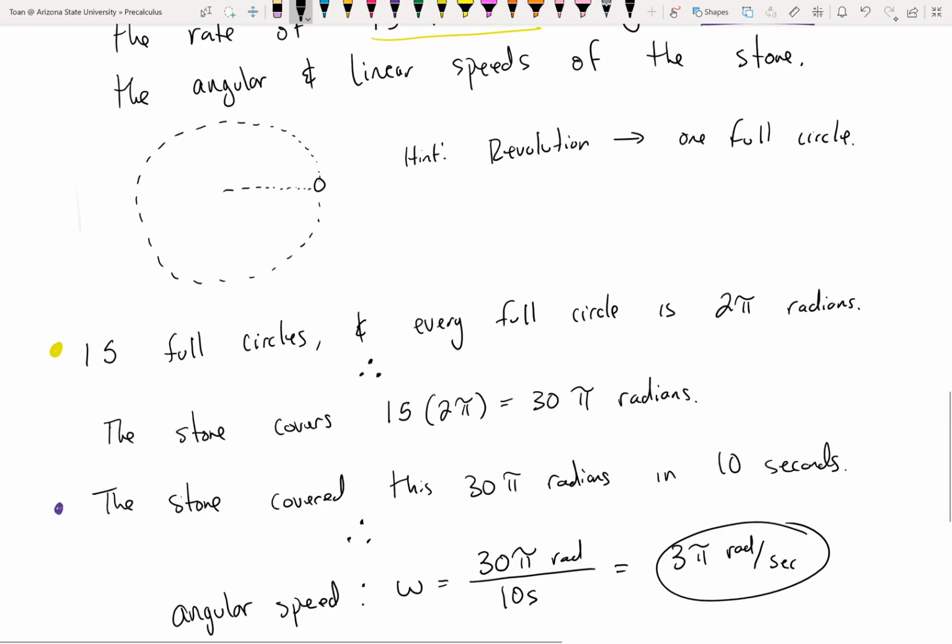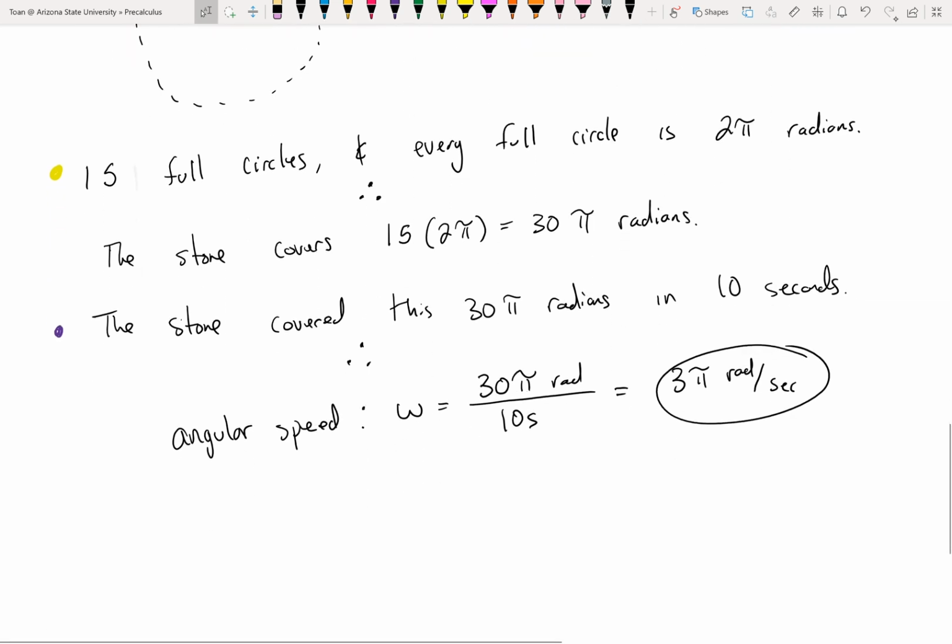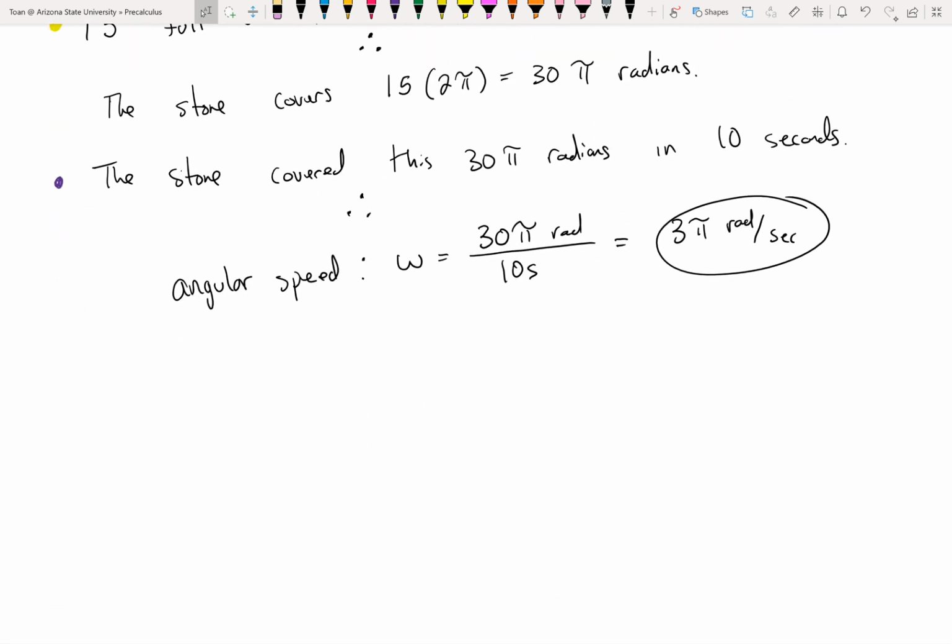So I hope, even though there are formulas for these, we did this problem from start to finish without referring to any formulas, using pure logic. Angular speed: just find the total amount of angles divided by the total amount of time. Now, that's the angular speed, that's half of the problem. The problem asks for both angular and linear. We just need to figure out what is the total distance traveled.